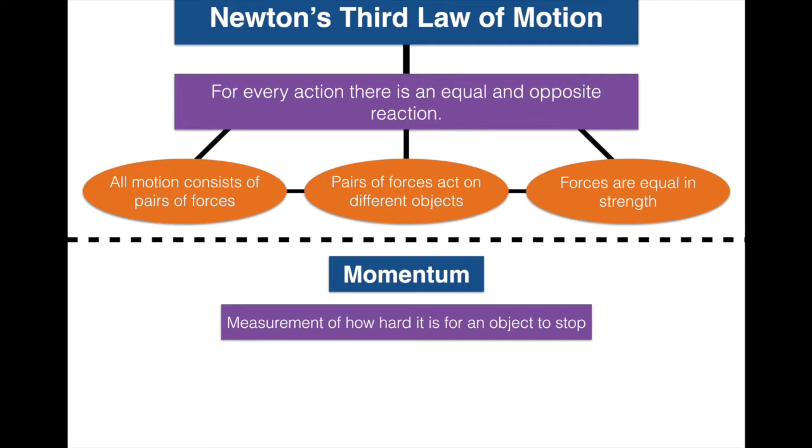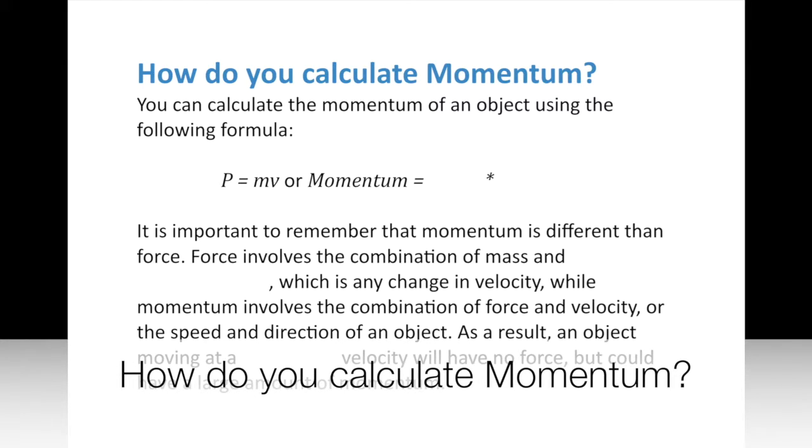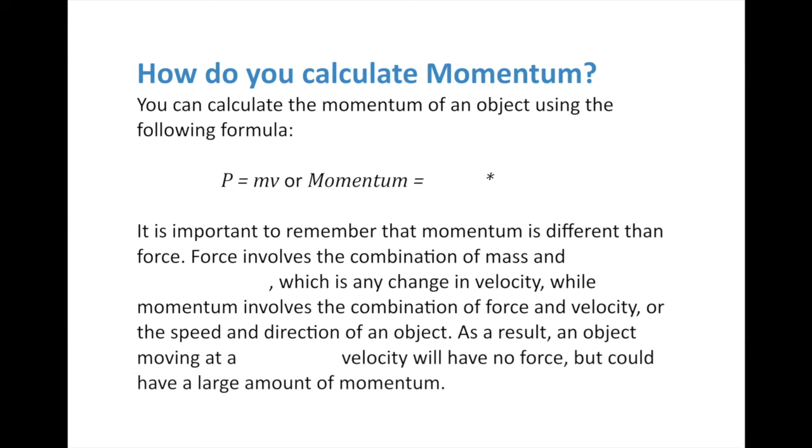So let's go ahead and pop this into our graphic organizer. Momentum is a measurement of how hard it is for an object to stop. Kind of like velocity, acceleration, and things like that. It's different than just a measurement like inertia. Now, how do you calculate momentum? Well, you can calculate it using this formula, p equals mv, or momentum equals mass times velocity.